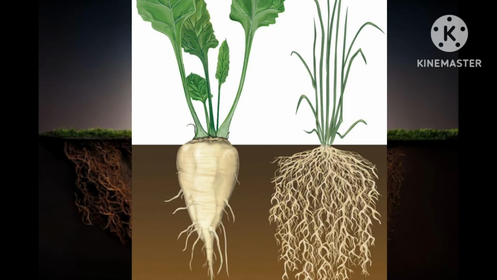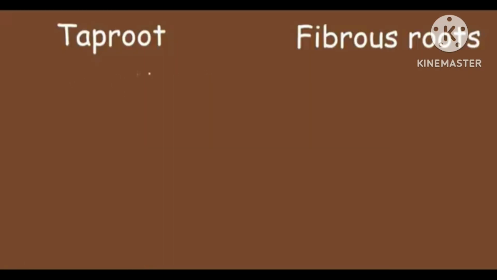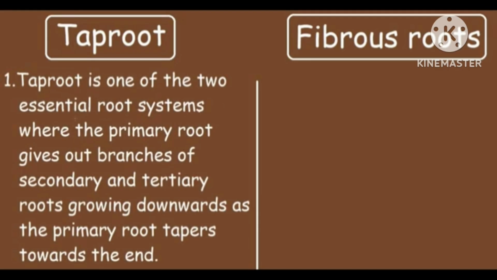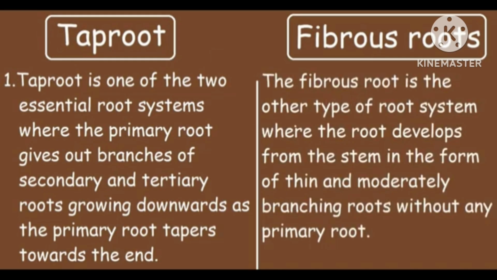There are two kinds of roots. The first one is taproot and the second one is fibrous roots. Let's see the difference between the taproot and the fibrous roots. Taproot is one of the two essential root systems where the primary root gives out the branches of secondary and tertiary roots growing downwards as the primary root tapers towards the end.